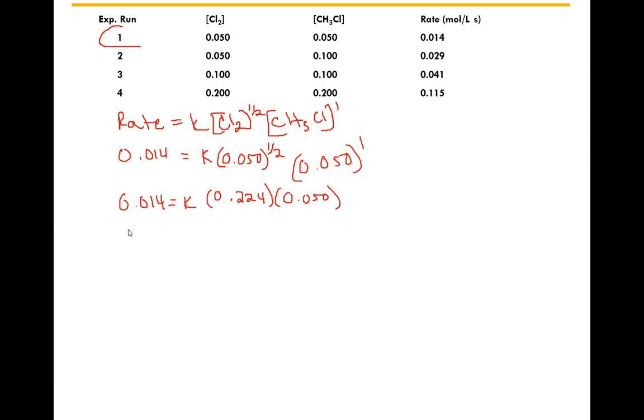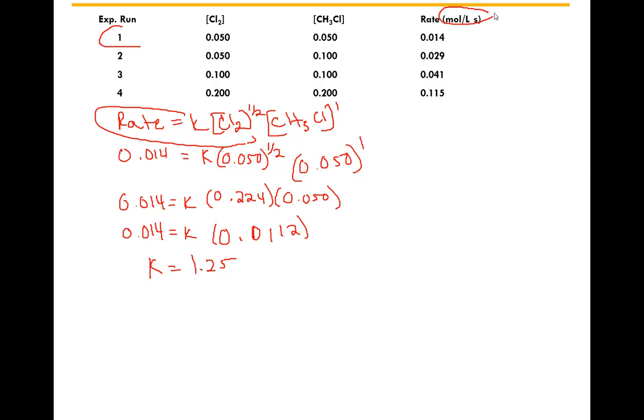Multiply that out and then divide, and we get K is equal to 1.25. But what are the units? We need to determine that. Well, we have to look at what's going on in the actual equation. So the rate eventually, we want it in moles per liter per second. That's our goal.